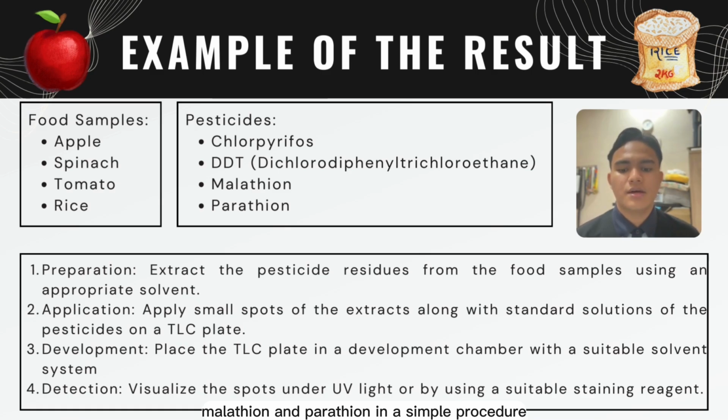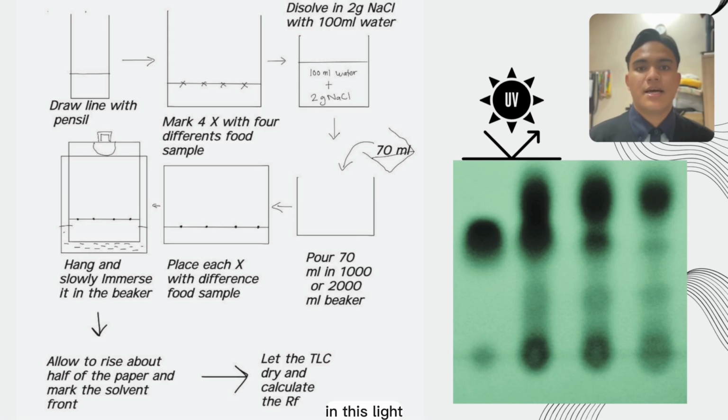In a simple procedure, the first step is preparation. Extract the pesticide residues from the food samples using an appropriate solvent. Next, apply small spots of the extracts along with standard solutions of the pesticides on a TLC plate. The third step is to place the TLC plate in the development chamber with a suitable solvent system. In this example, we are using sodium chloride. And the last one is the detection part. Visualize the spots under UV light or by using a suitable staining reagent. This slide shows an example of the setup of the experiment and also the result of the TLC plate under UV light.